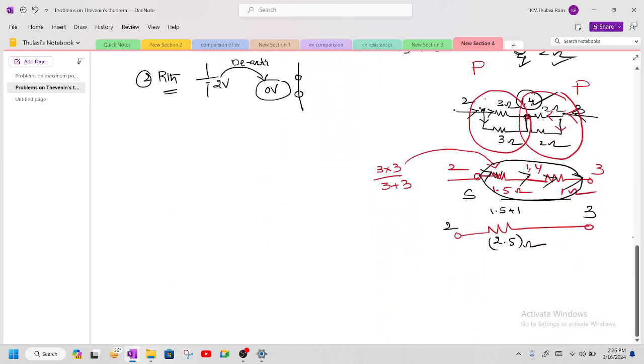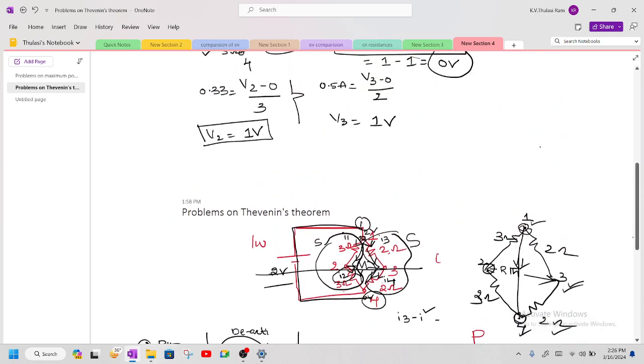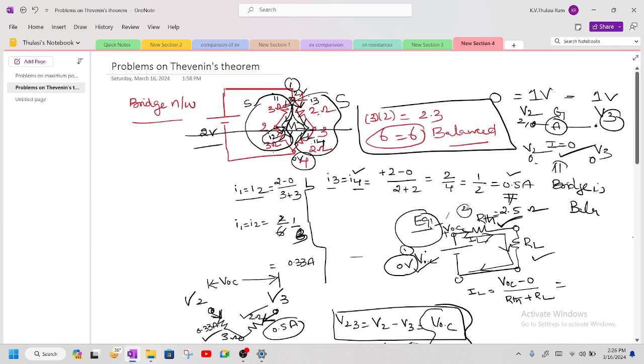Let us try to solve one more problem on Thevenin's theorem. So the problem given here is, so hope you are able to understand. If you want, I will repeat the problem again and again.